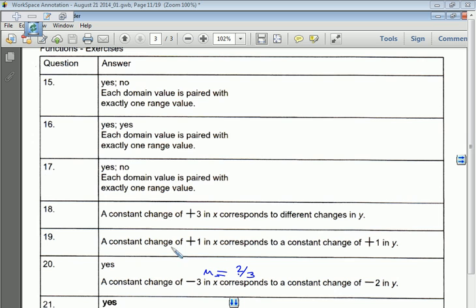Okay? Now, this one, our x's were increasing by 1 when our y's were increasing by 1. So this one did have a constant rate of change. So the constant rate of change was 1. It was 1 over 1. This one said the x's were decreasing by 3 while the y's decreased by 2. So slope is our change in our y's over change in our x's. So the slope would be 2/3. Yes. This is a line. It is a linear function.